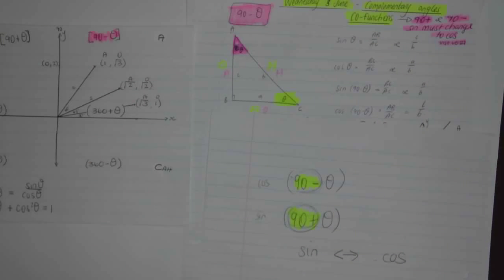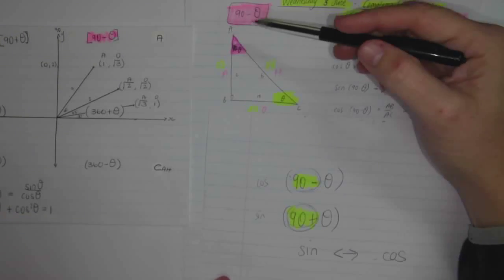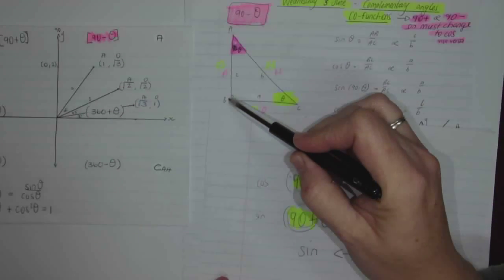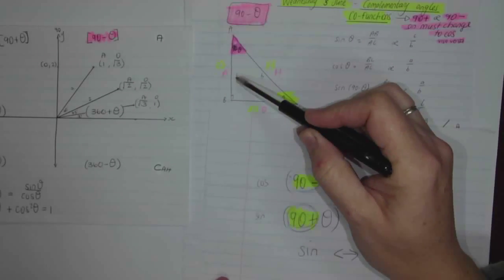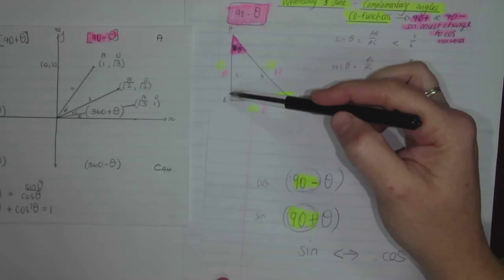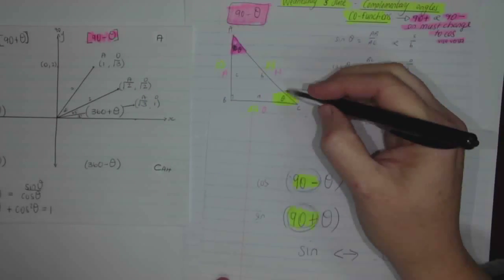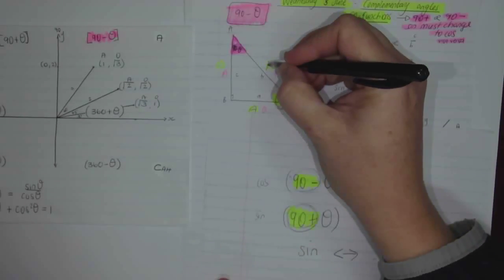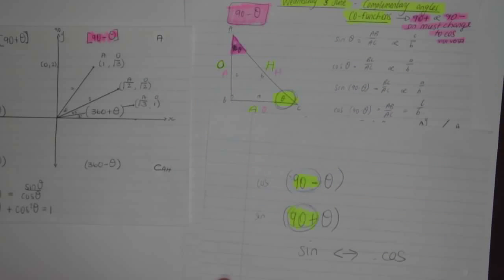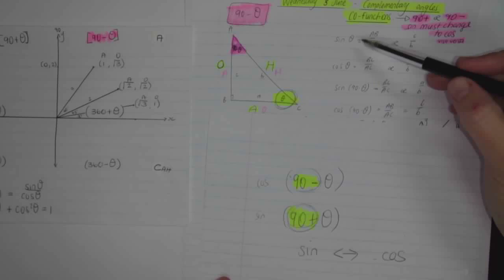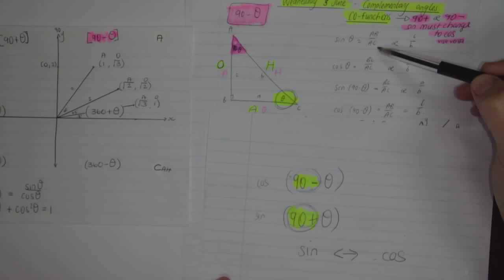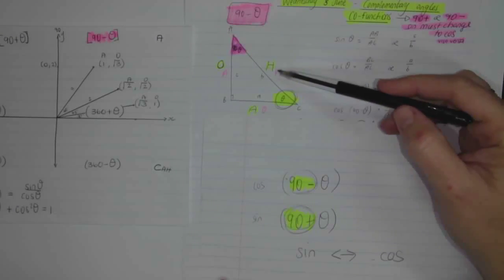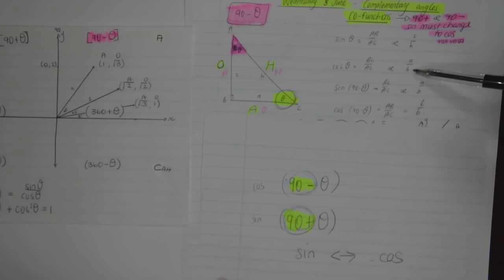If I label my sides, I can label it across or opposite the angle: angle A gives me side a, angle B gives me side b, angle C gives me side c, or I can just use side AB, side BC, or side AC. If I highlight theta, in terms of theta, that is my adjacent side, that is my hypotenuse, that is my opposite. So sine theta is O over H, which is AB over AC, or c over b. Cos theta is A over H, which is BC over AC, or a over b.